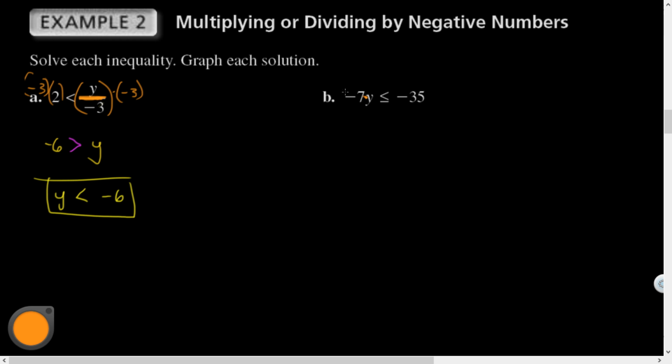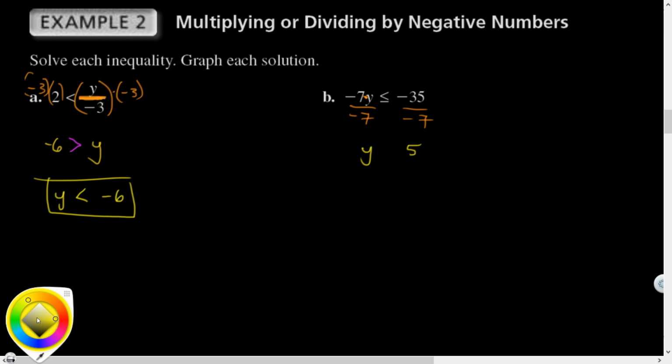Let's see, for question B, -7 is being multiplied by y. The inverse operation is dividing by a negative. And so I'm going to have y, the negatives cancel out, 35 over 7 is 5. And watch this, flip that inequality.